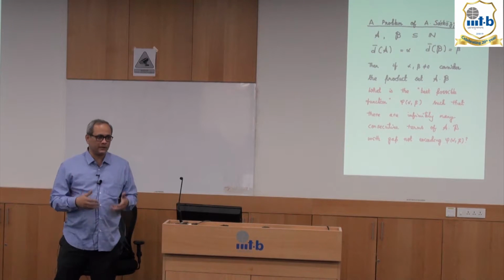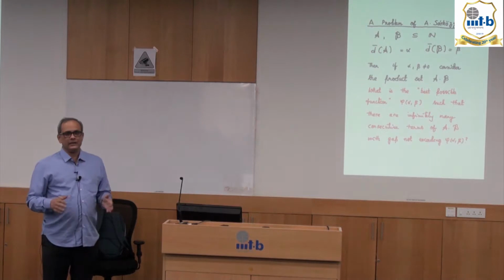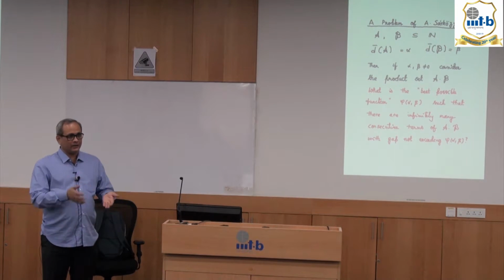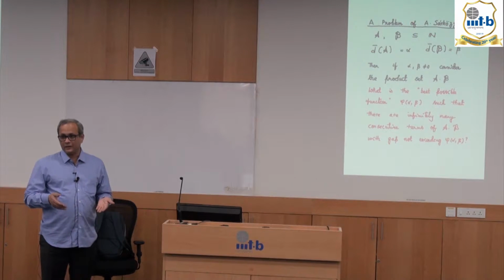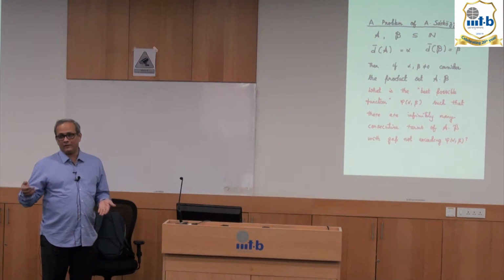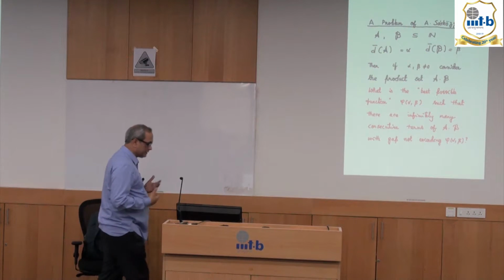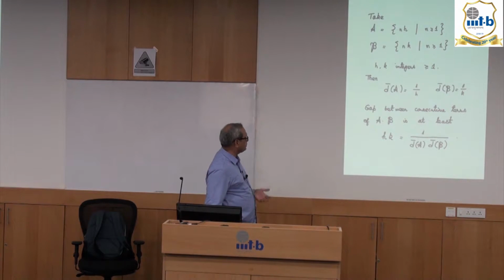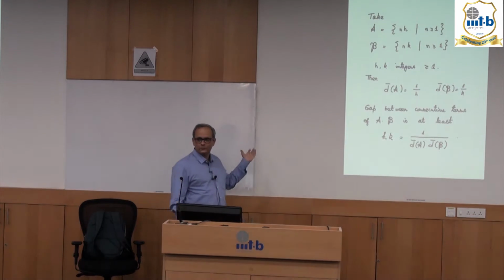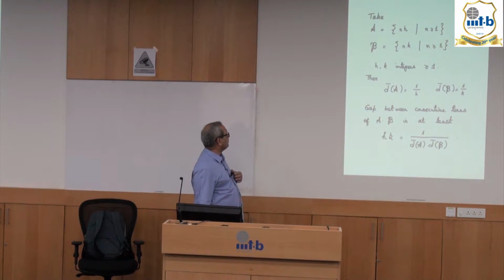So if you are given two subsets of density alpha and beta, can you assert that there are infinitely many consecutive terms in the product set which are within, say, 1 by alpha beta or so? This is a question that Sarkozy posed, and this is a question that we could answer, essentially giving an optimal answer using the solution to the problem I mentioned. So I want to tell you how that is.